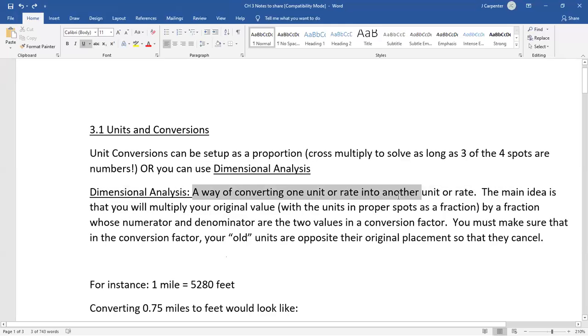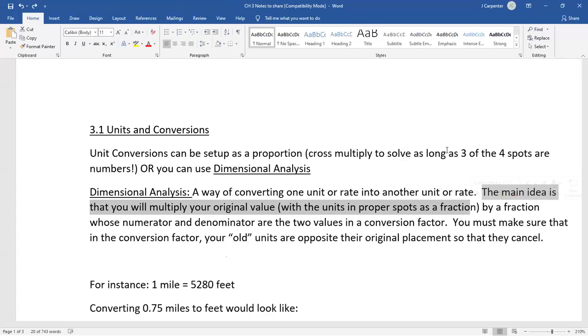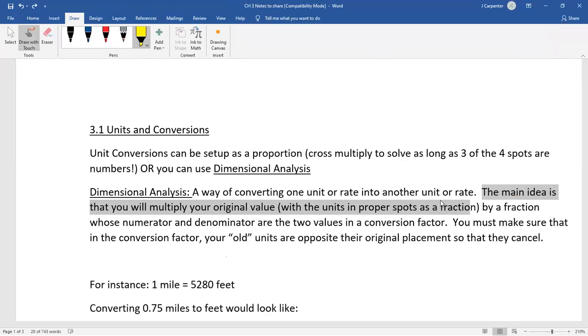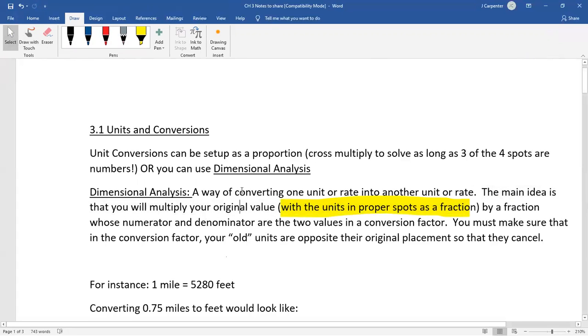So it's a way of converting from one unit or rate into another unit or rate. Rates are just types of units, but they're fractions. So the main idea behind dimensional analysis is that you multiply your original value with the units in the proper spots as a fraction. So what I mean is, if I was converting miles to feet, if I had 3 miles, I write 3 miles. I do not just write 3. So I am going to highlight that because it's important. With the units in the proper spots as a fraction. So write the original number with its units, 3 miles, or whatever it might be.